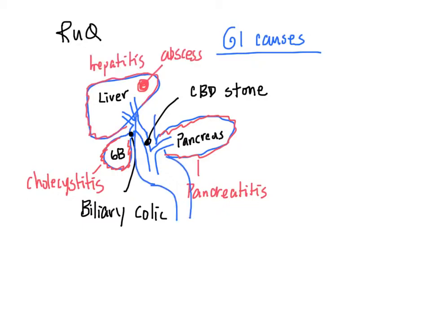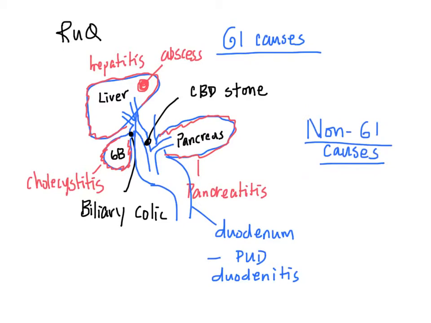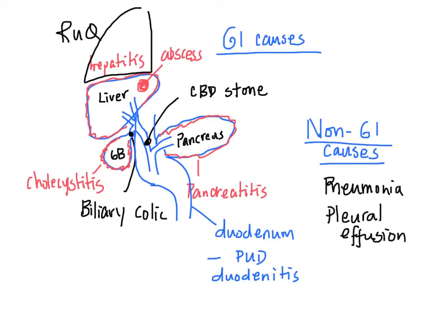Inflammation of the liver or hepatitis or abscess can give patients right upper quadrant pain as well. Since the duodenum also passes through this area, conditions such as duodenitis and peptic ulcer disease can also give patients pain there. What about non-GI causes? Right on top of the right upper quadrant is the diaphragm and the lungs. Therefore, conditions such as pneumonia and pleural effusion can give patients pain in the right upper quadrant.